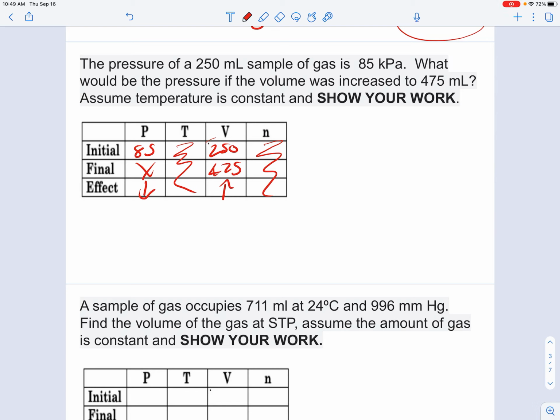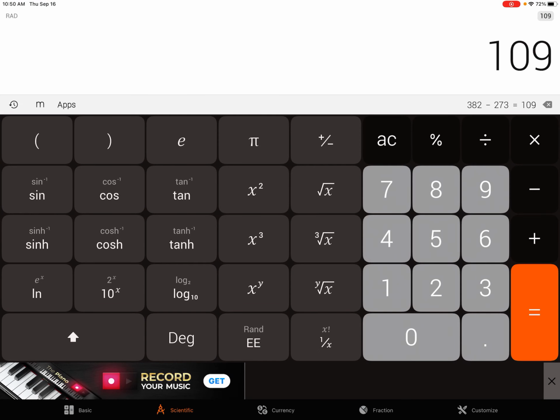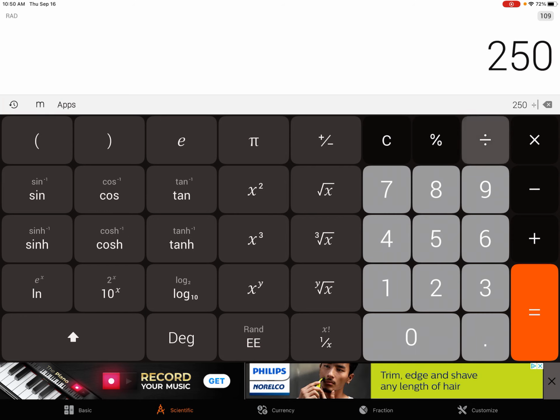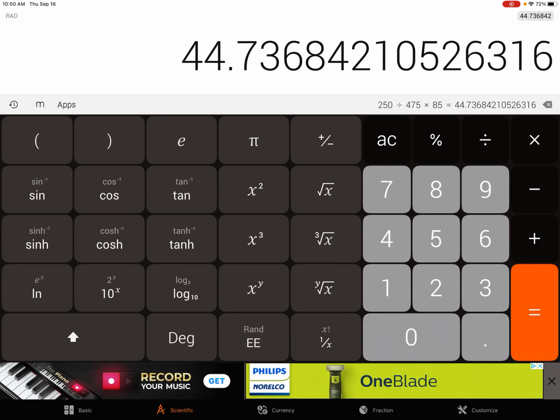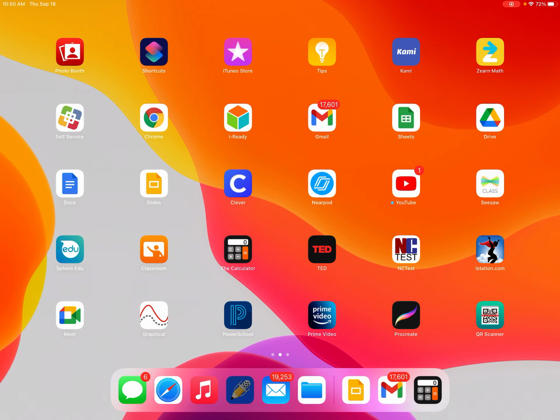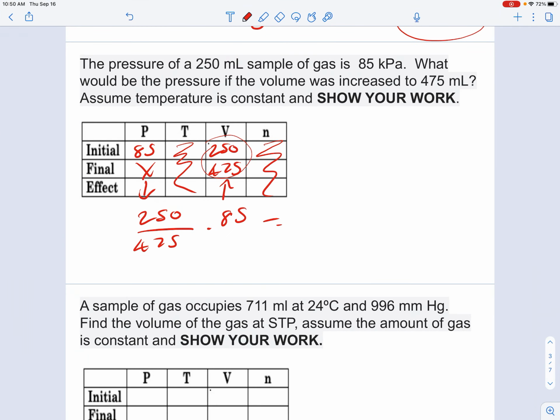And so the fraction we are going to create with the 250 and the 475 is going to have a value of less than 1. It's a regular fraction. Because when we multiply it by 85, that 85 is going to change to a smaller number. So we're going to say 250 divided by 475 multiplied by 85, and we get 44.73. We need to use our significant figures rule, so 47.3 something is just actually going to be 47. So it's going to be 47 kilopascals.